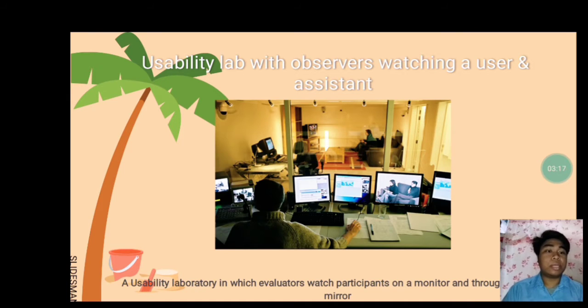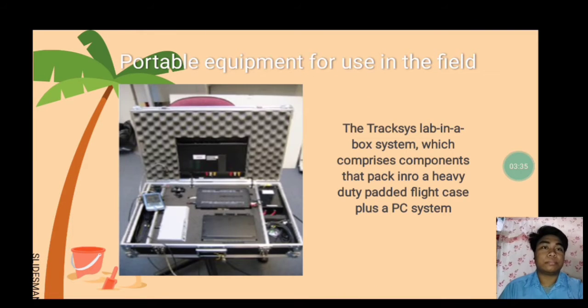The observation room can be a small auditorium with rows of seats at different levels, or more simply a small back room consisting of a row of chairs facing the monitors, like you see in the example. Next, portable equipment for use in the field.